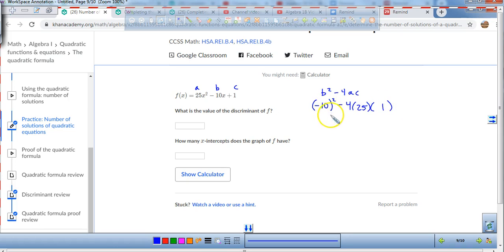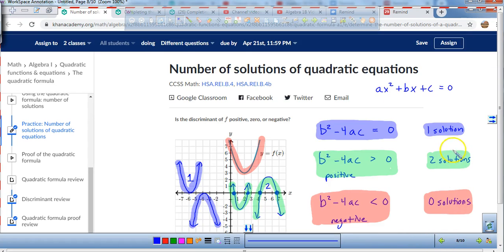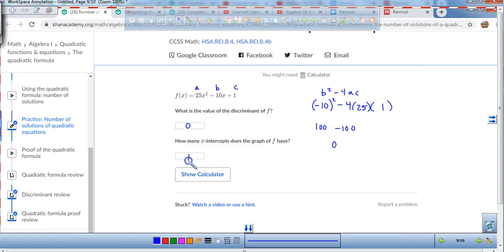You could just type it in the calculator if you wanted to, but we're going to do it by hand. Negative 10 times negative 10 is positive 100. And then we've got negative 4 times 25 times 1, which is minus 100. And 100 minus 100 is 0, so our discriminant is 0. So how many x-intercepts does this graph have? If you have 0, you have one solution, so it's only going to have 1.